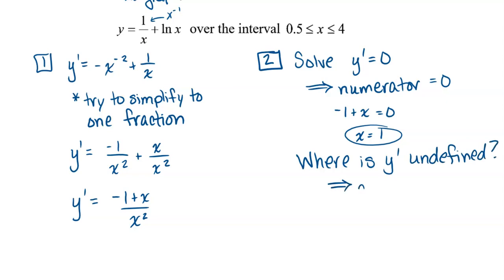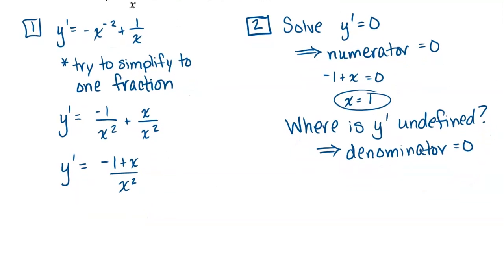And that will just require the denominator being 0. As long as you've written your derivative so that it's just a numerator over a denominator, and it's not two separate fractions being added together, then you can split it up like this. Just set the numerator equal to 0 to find where the derivative is 0, set the denominator equal to 0 to figure out where it's undefined.